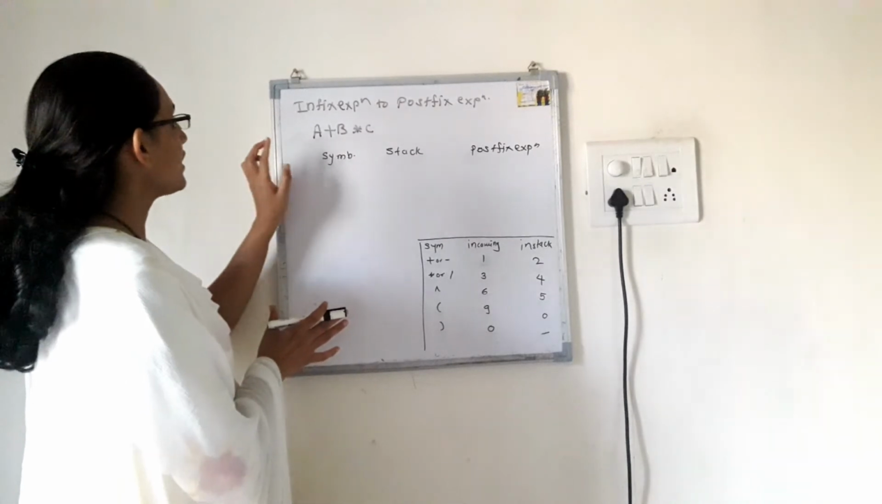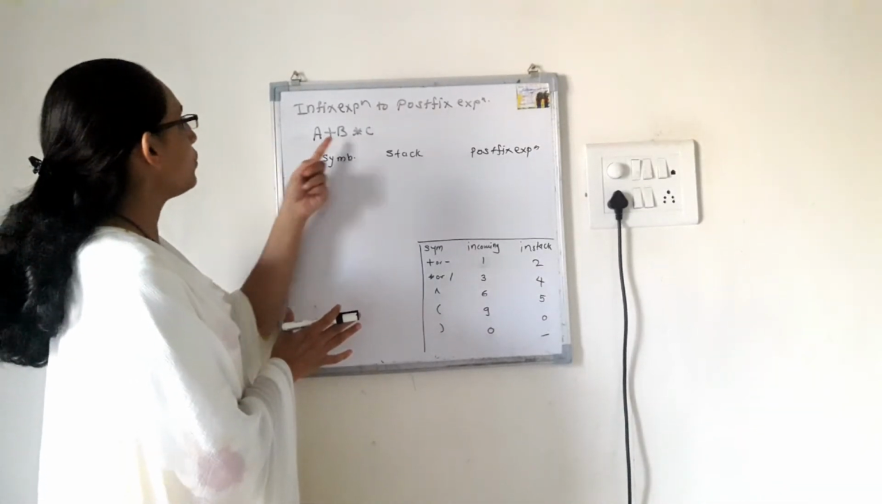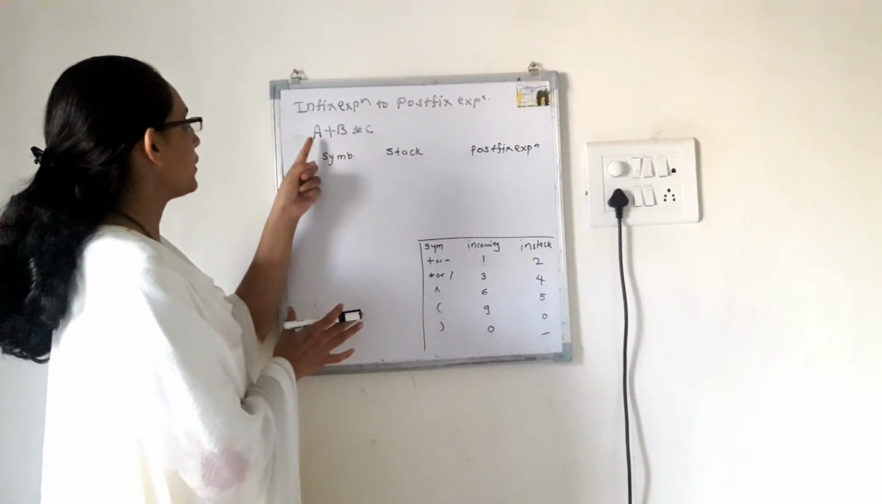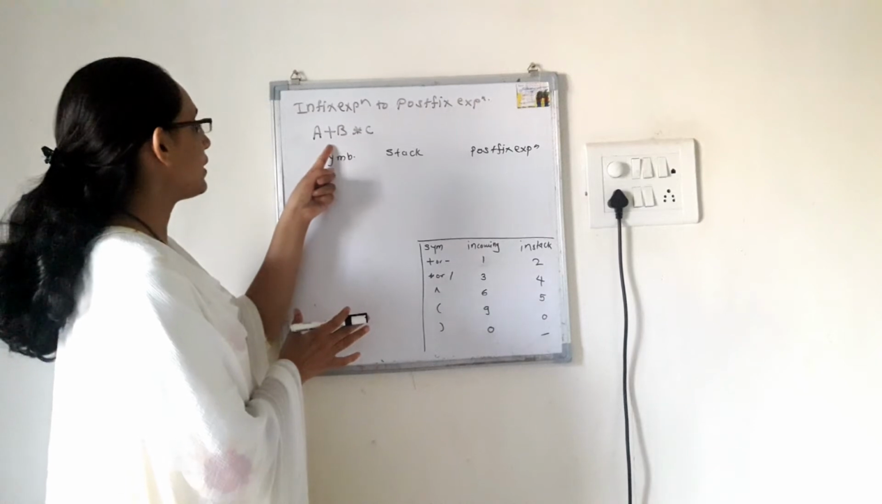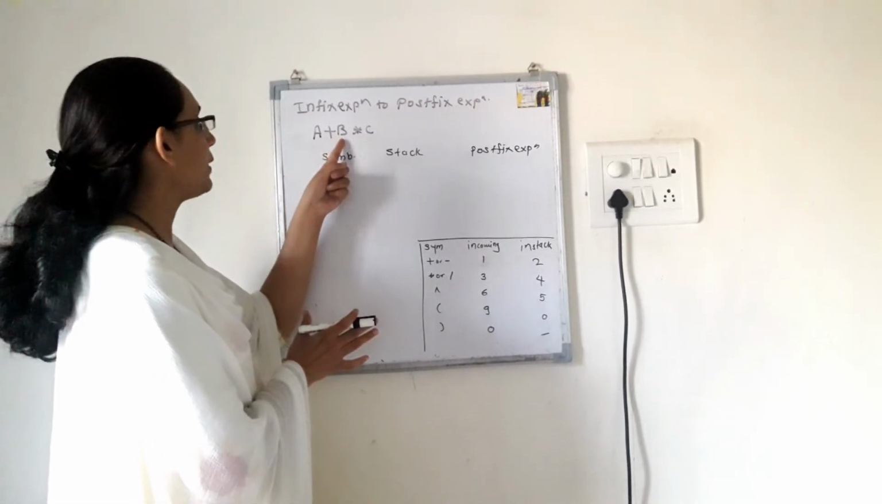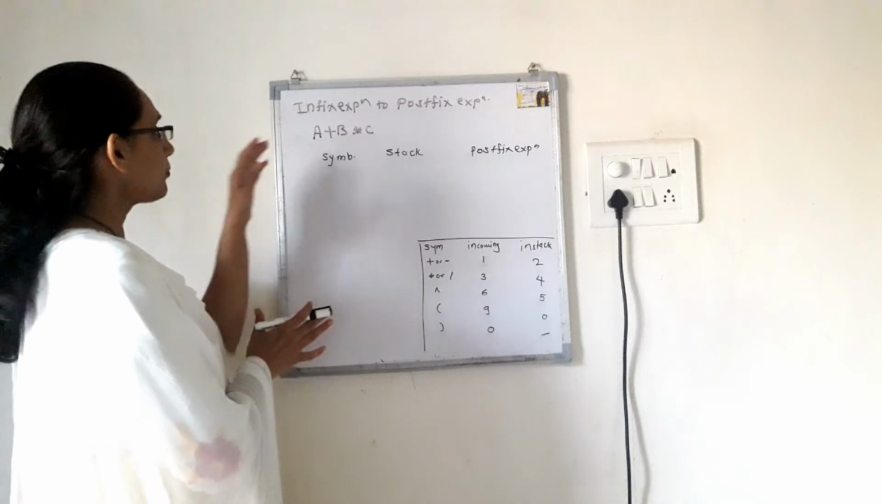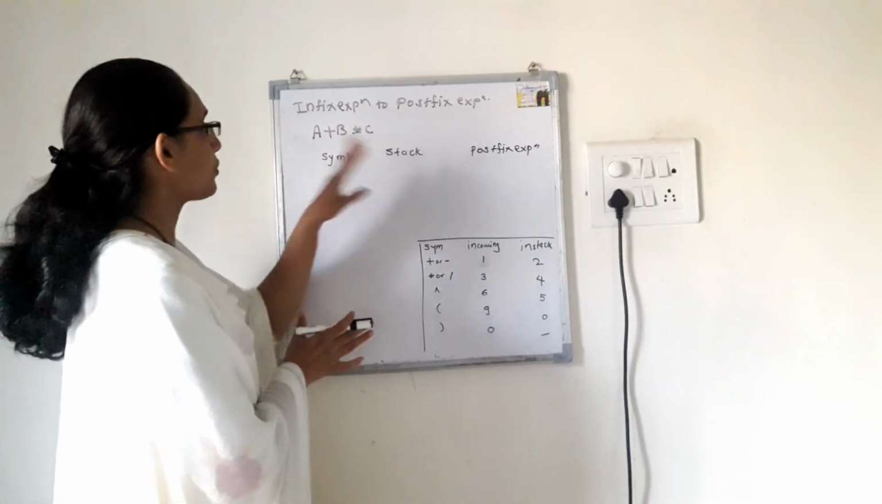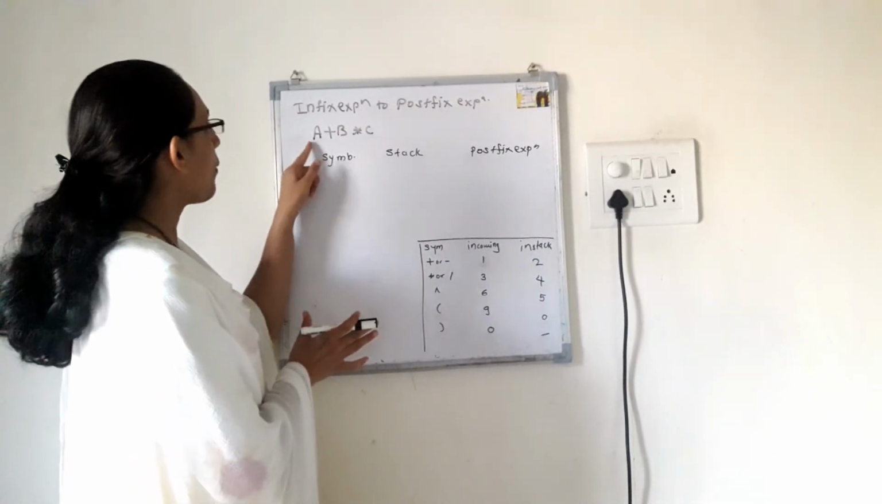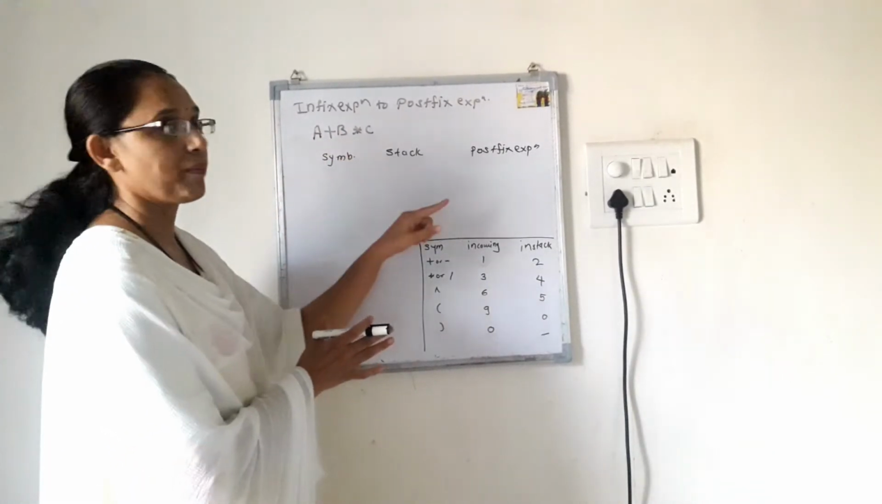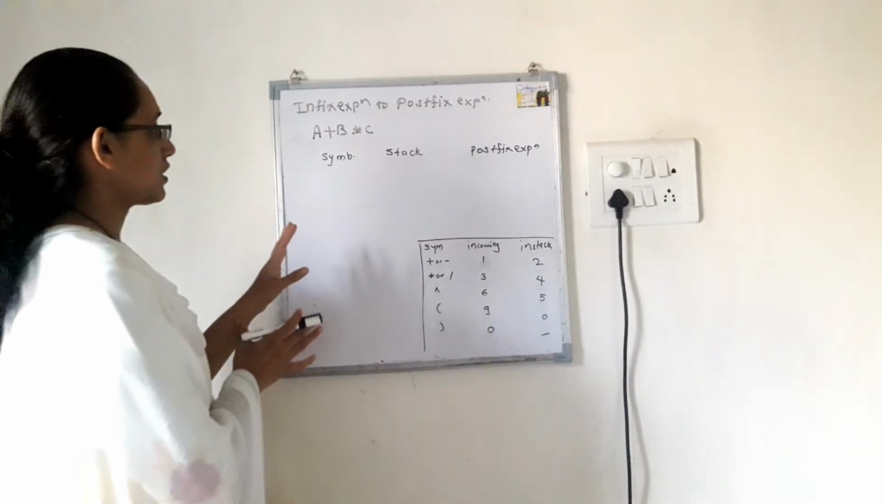Now this is an infix expression because between two operands there is one operator. So between operands A and B there is the operator plus, and between operands B and C there is the operator multiplication. Now we have to convert this into postfix. Postfix means that operands come first and then operators. That is a postfix expression.